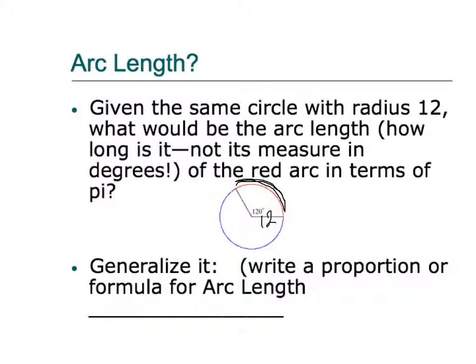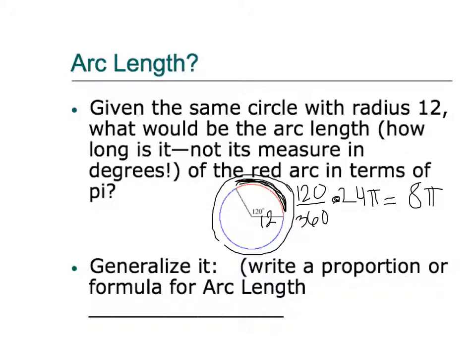And so the way that I would do that is I would find that proportion. It was 120 degrees out of 360. The whole thing was 24 pi. So I'm going to multiply my proportion by the whole thing, and I'm going to be left with 8 pi. In other words, what's in red is 8 pi. The whole thing from the previous slide was 24 pi.